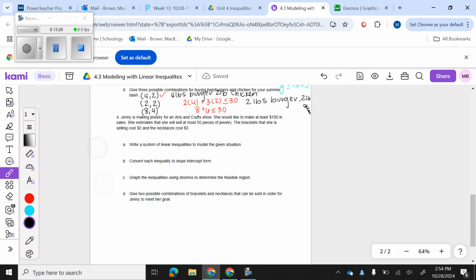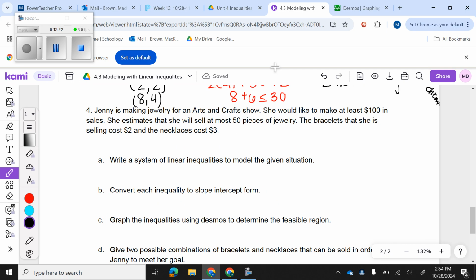All right. Last one, number 4. Jenny is making jewelry for an arts and crafts show. She would like to make at least $100 in sales. So I know I'm going to need 100, and that's talking about money. That's one of my totals. And she estimates that she will sell at most 50 pieces of jewelry. So I'm going to have 50 here, and that's talking about number of jewelry.